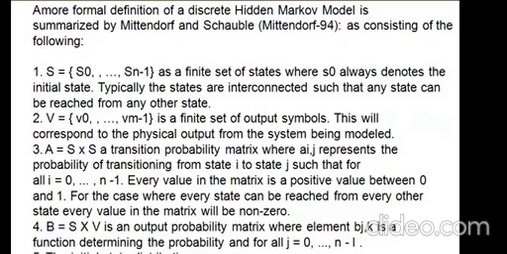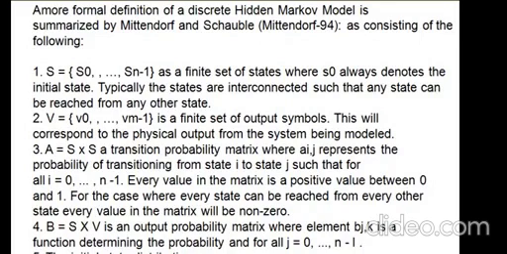You need to consider S equal to what? It contains the state names, S0 to Sn minus 1. It is a finite set of states where S0 always denotes the initial state. Typically, the states are interconnected, and the states we are considering in the Markov model are interconnected such that any state can be reached from any other state.